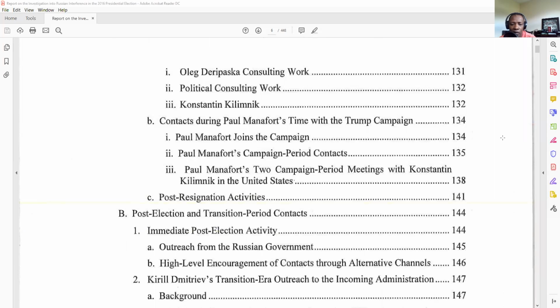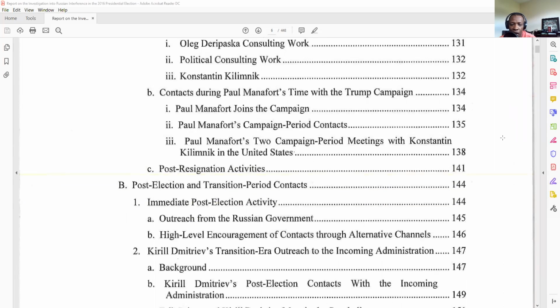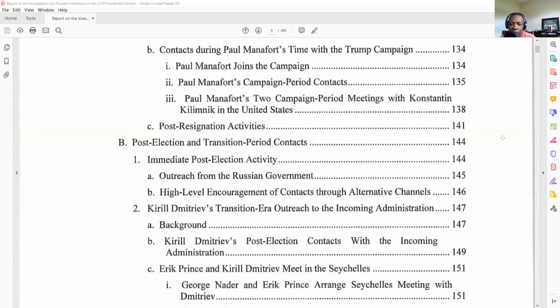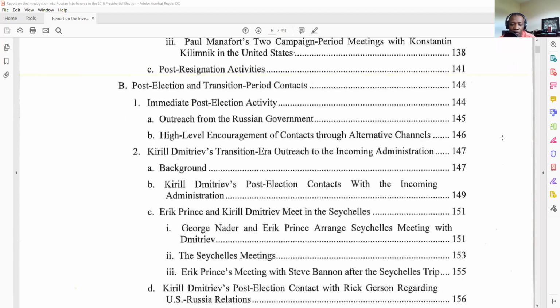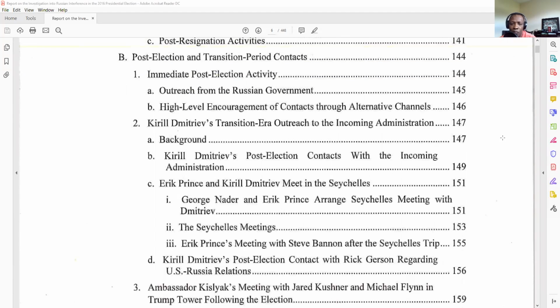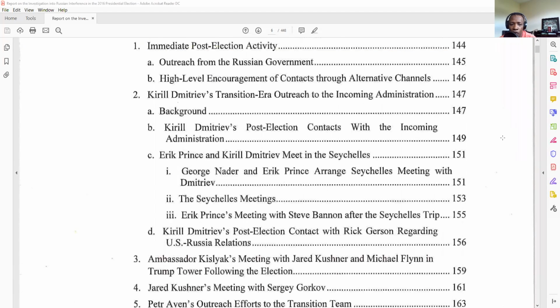Paul Manafort joins the campaign. Paul Manafort's campaign period contacts. Paul Manafort's two campaign period meetings with Konstantin Kilimnik in the United States. Post-resignation activities. Post-election and transition period contacts. Immediate post-election activity. Outreach from Russian government.